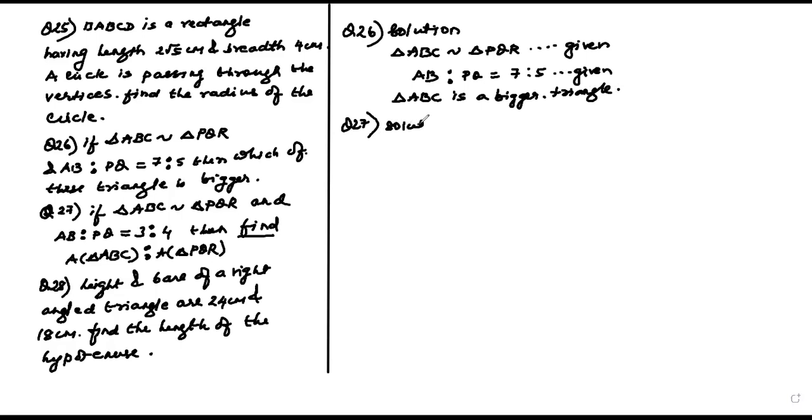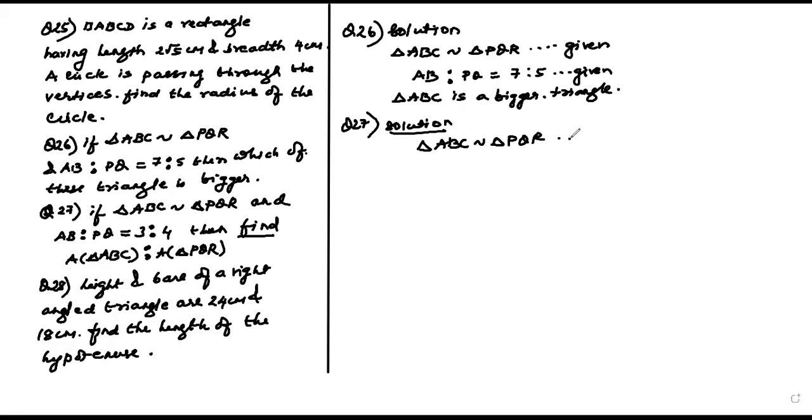Let's see here. What is given to us here? Triangle ABC is similar to triangle PQR. And what else is given, children? AB is to PQ is 3 is to 4. Then find area of triangle ABC upon area of triangle PQR.